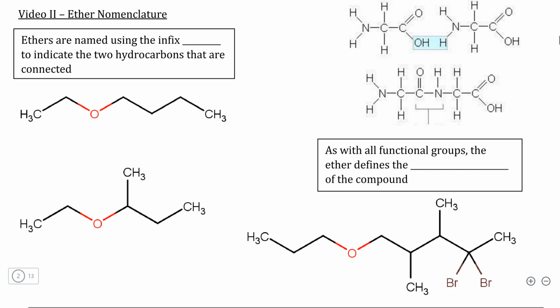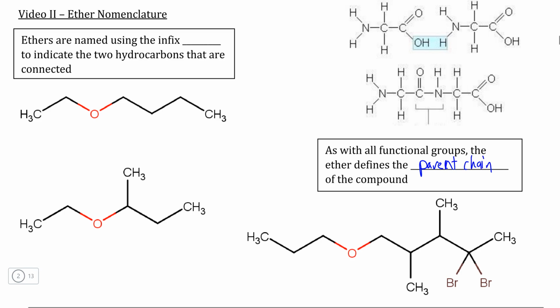Now that we've learned how ethers are formed using a dehydration synthesis reaction between two alcohols, it's time to take a look at the naming system of how to name compounds that contain an ether linkage. Now, as with every compound that contains a functional group, from alcohols to amines all the way up to carboxylic acids, it is the functional group that defines what the parent chain of the molecule is going to be.